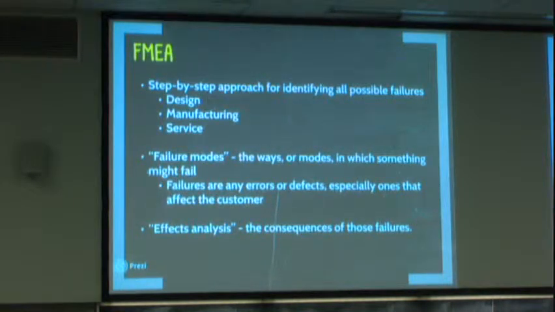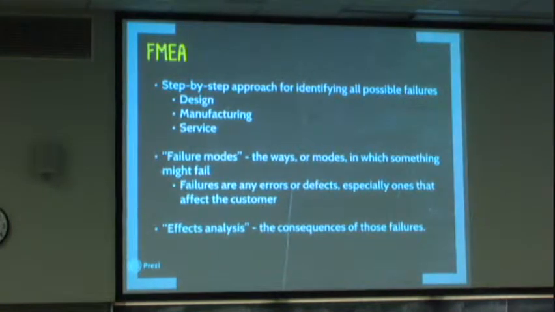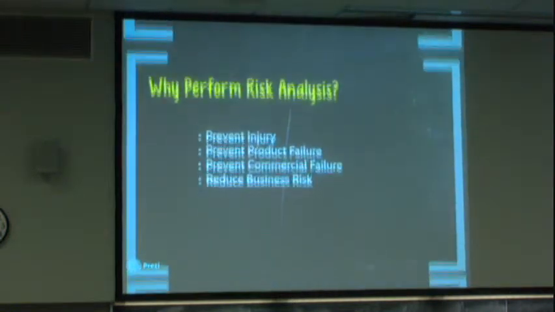FMEA, two parts. The FM, failure modes. These are the ways or modes in which something can fail. Another way of saying it's any of the errors or defects that your product or your service or your process could have. Okay? And then the effects analysis part is looking at it failed, so what? What happens now? Okay? So it's the consequences of those failures.